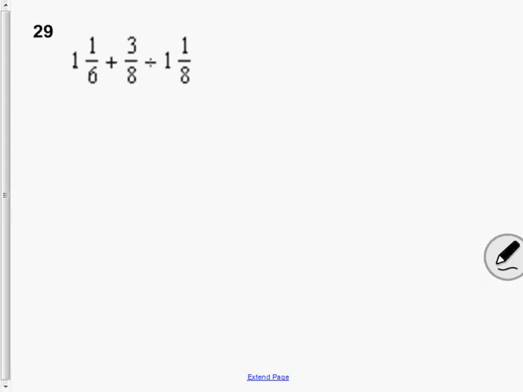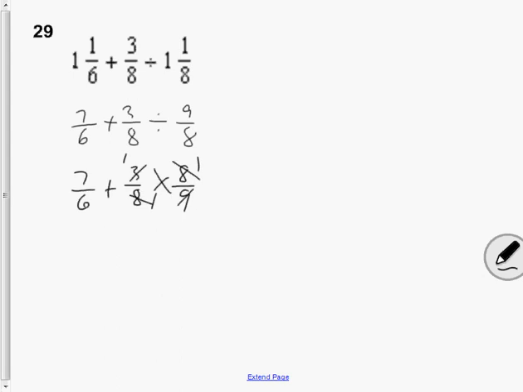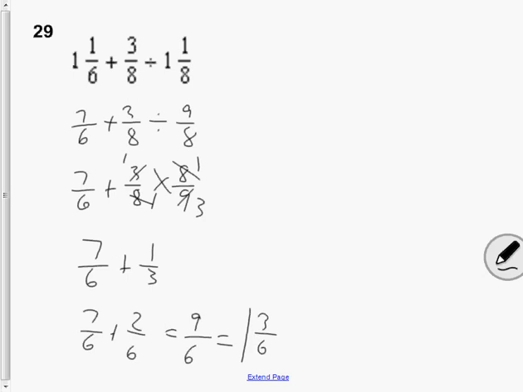29 is your fraction question, so I'm going to change all of these real quick to mixed and improper. Keep my order of operations. I'm going to do my division first. Do my cross reduction. So I really have 7/6 plus 1/3, which is going to be 7/6 plus 2/6, which is going to be 9/6, which is going to be 1 3/6, which is 1.5, I think. I think that's right. Something like that.